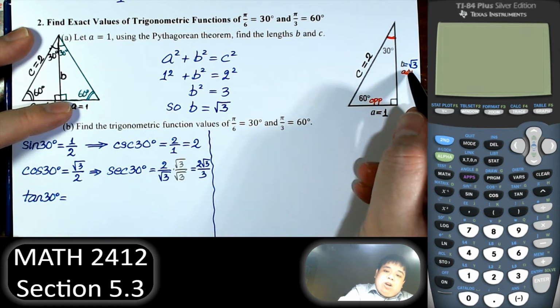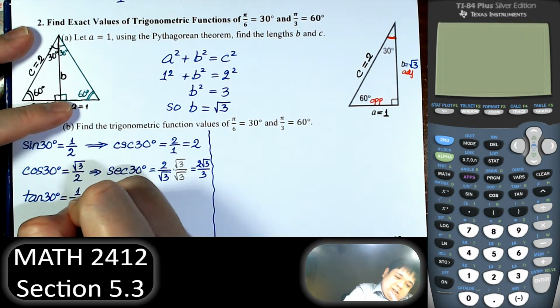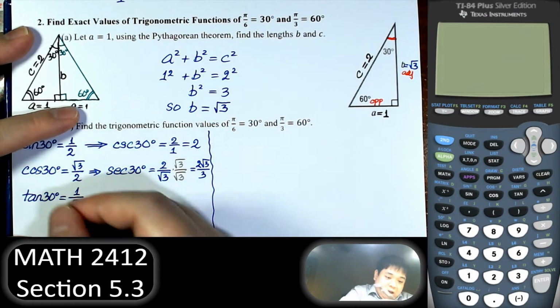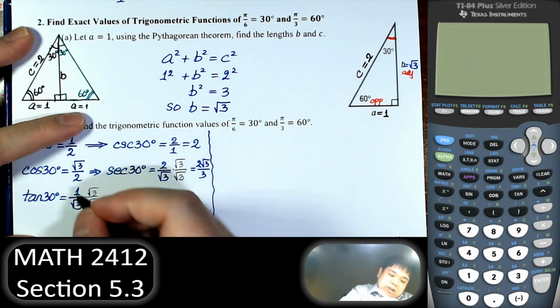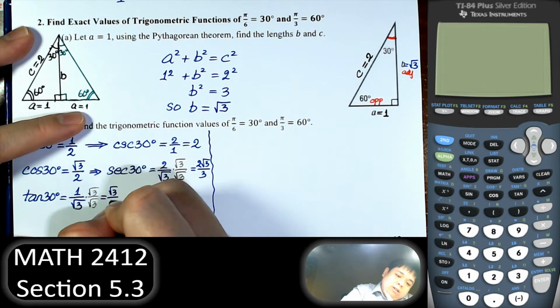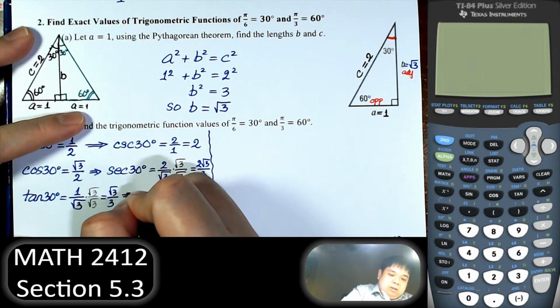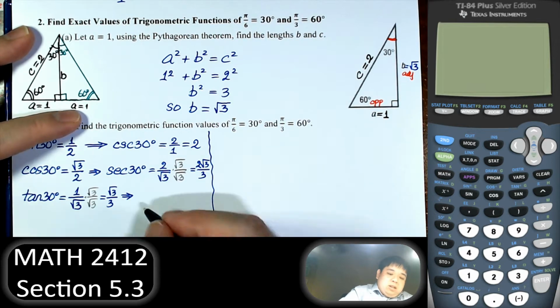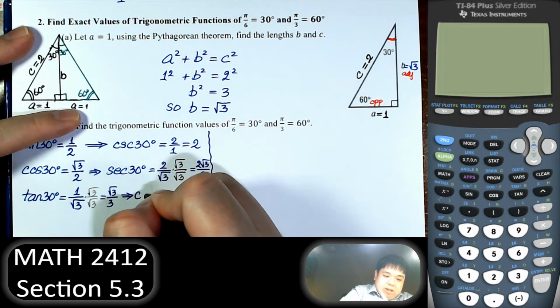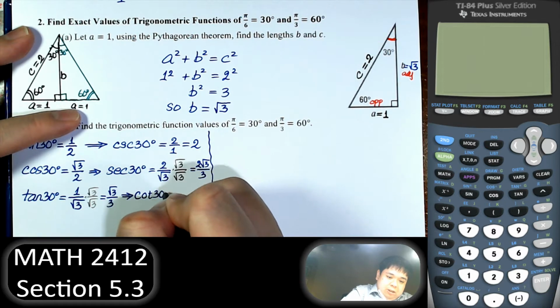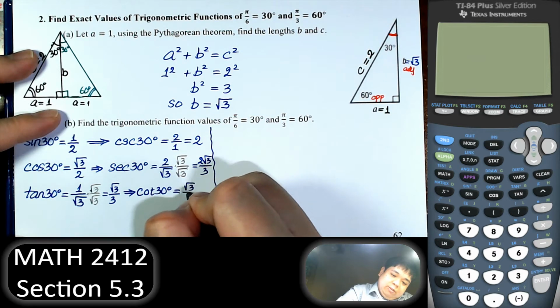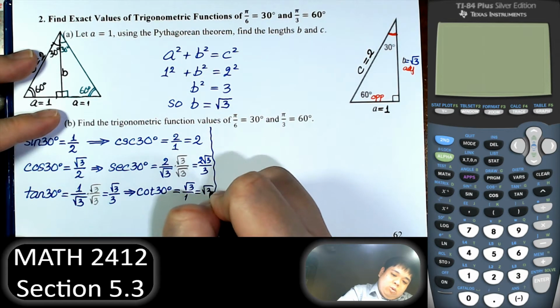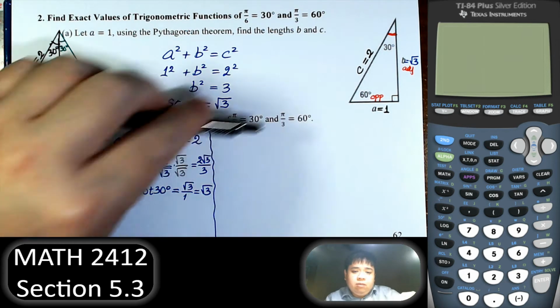Opposite over adjacent. If we don't want that square root at the bottom, multiply square root top and bottom. So that gives us square root of 3 over 3. So that is tangent. Reciprocal of tangent is cotangent. I'm going to flip it, square root of 3 over 1. That's square root of 3. That's what we have for 30 degrees.